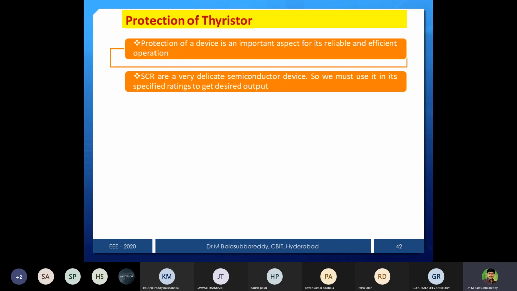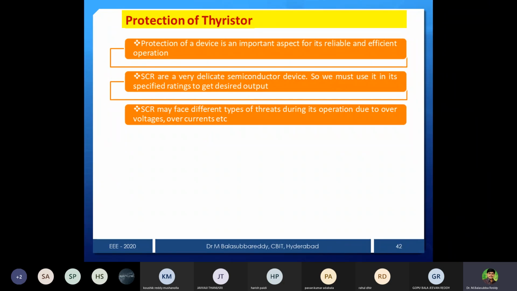This device, the thyristor, is a delicate semiconductor device. So we must use it within the specified ratings to get the desired output. We need to operate the device under normal operating conditions. Higher currents or higher voltages will not be allowed, because only under normal operating conditions do we need to operate the device.